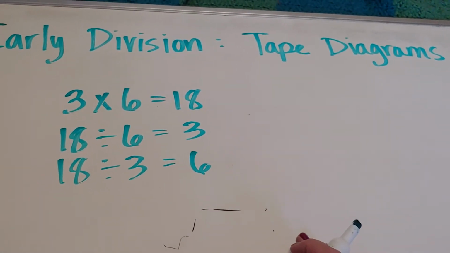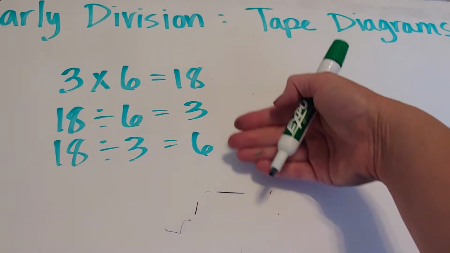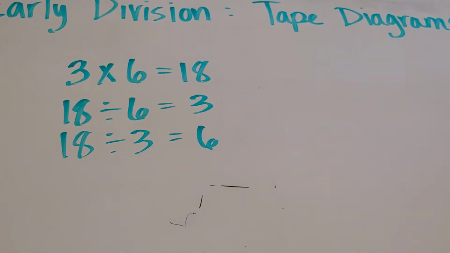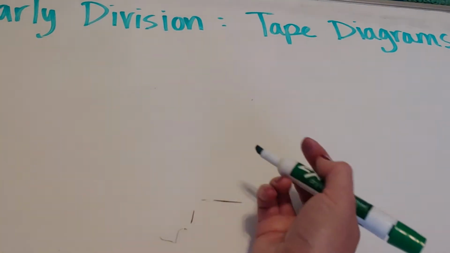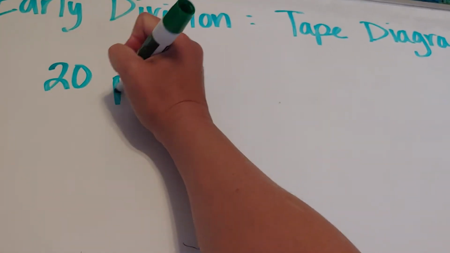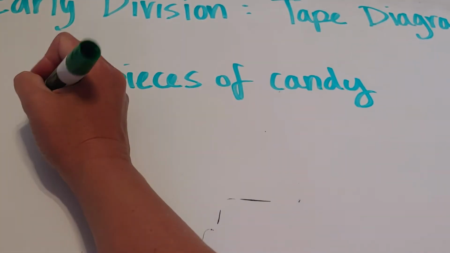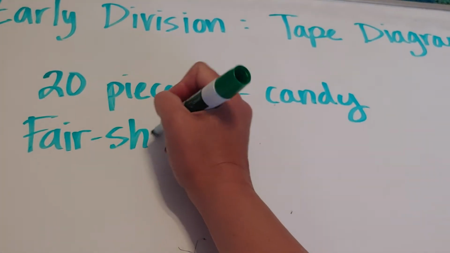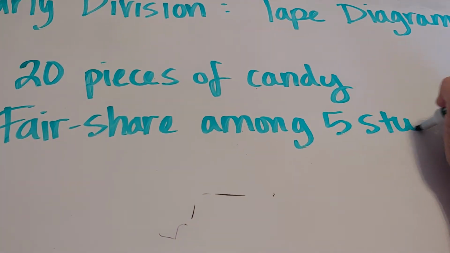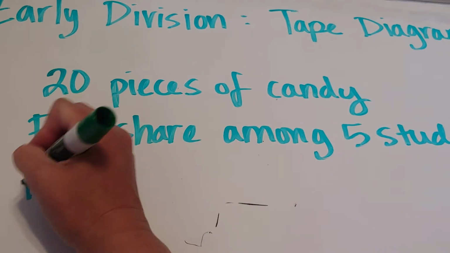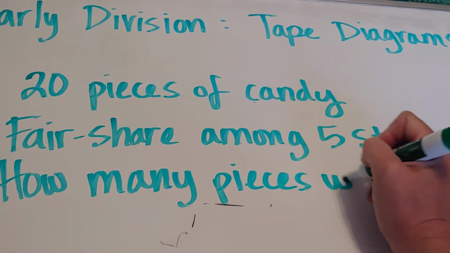But we're going to want to first talk about what happens when we do division and we get a remainder of 0, so it divides evenly, or what happens if I get a remainder. So the best way to illustrate that is with tape diagrams. So let's say that I had, for example, 20 pieces of candy, and I was going to fair share it among 5 students. How many pieces will each student get?